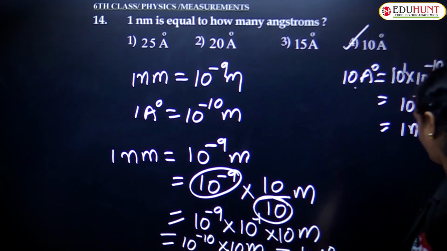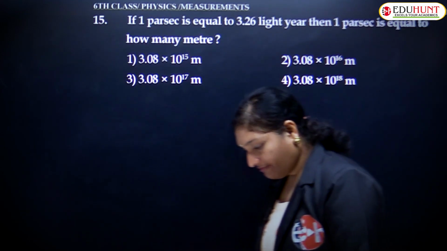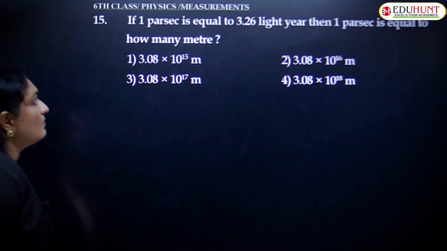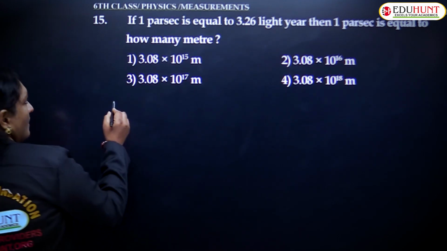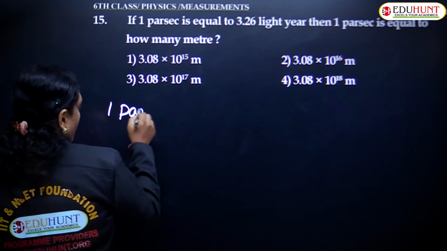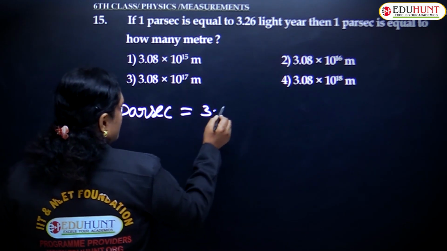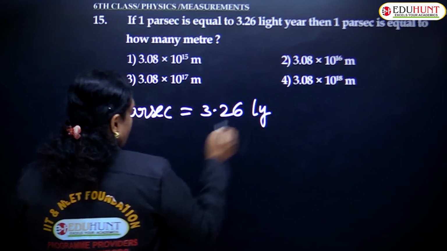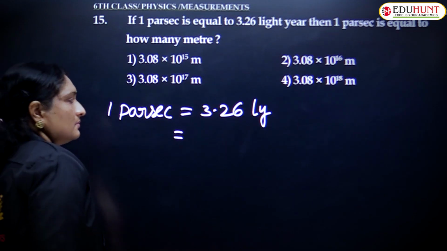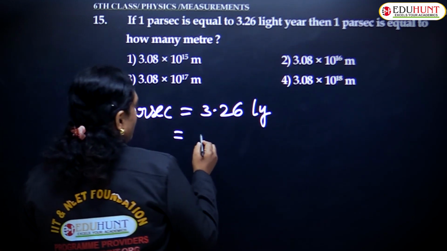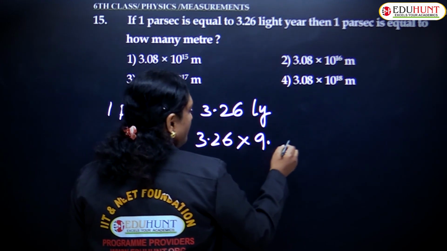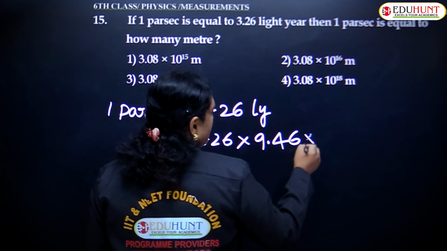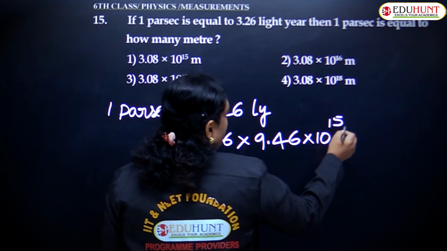Next. If 1 parsec is equal to 3.26 light years, then 1 parsec is equal to how many meters? We'll see. 1 parsec, we already know, is equal to 3.26 light years. 3.26 light years means 3.26 into 1 light year, which is equal to 9.46 into 10 power 15 meters.